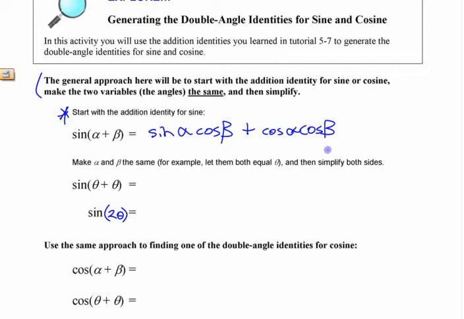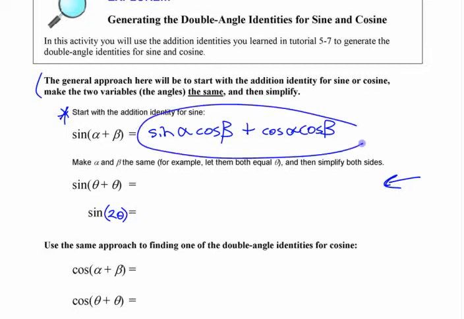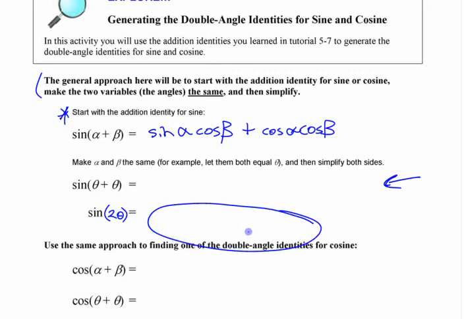Okay, so what do you get when you do this? If you have sine theta plus theta, can you right now write out what you get here? What does this look like if you make both the angles the same? And then how could you simplify it? Okay, that's what you're doing right now.